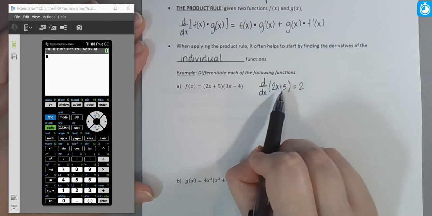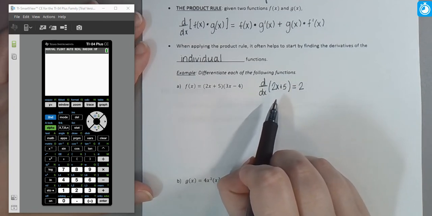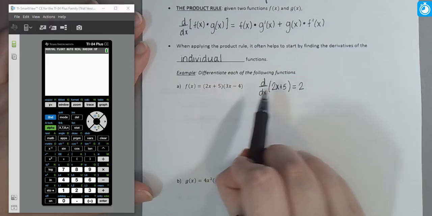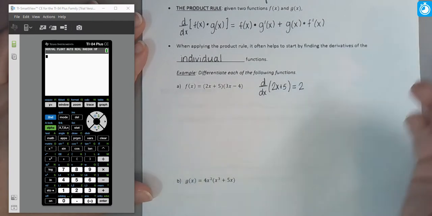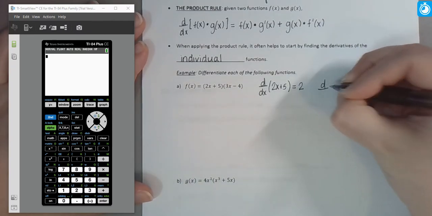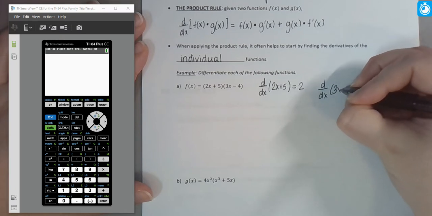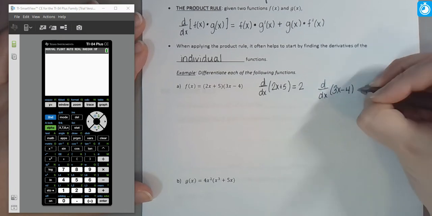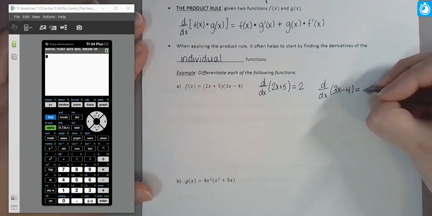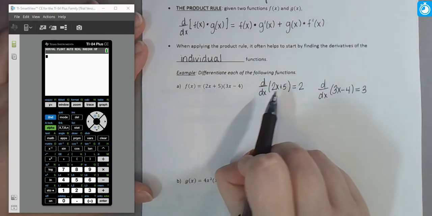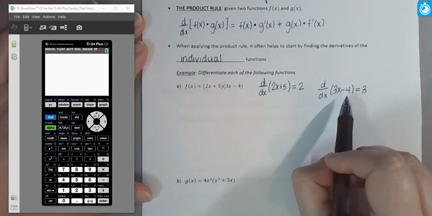Okay, then if I differentiate the 5 by itself, we know the derivative of a constant function is 0. So the derivative of this expression is just going to be 2. Now I also need to differentiate the second expression. So the derivative with respect to x of 3x minus 4. The derivative of the first term is just going to be 3 for the same reason as this one. And then the derivative of that constant 4 is going to be 0.